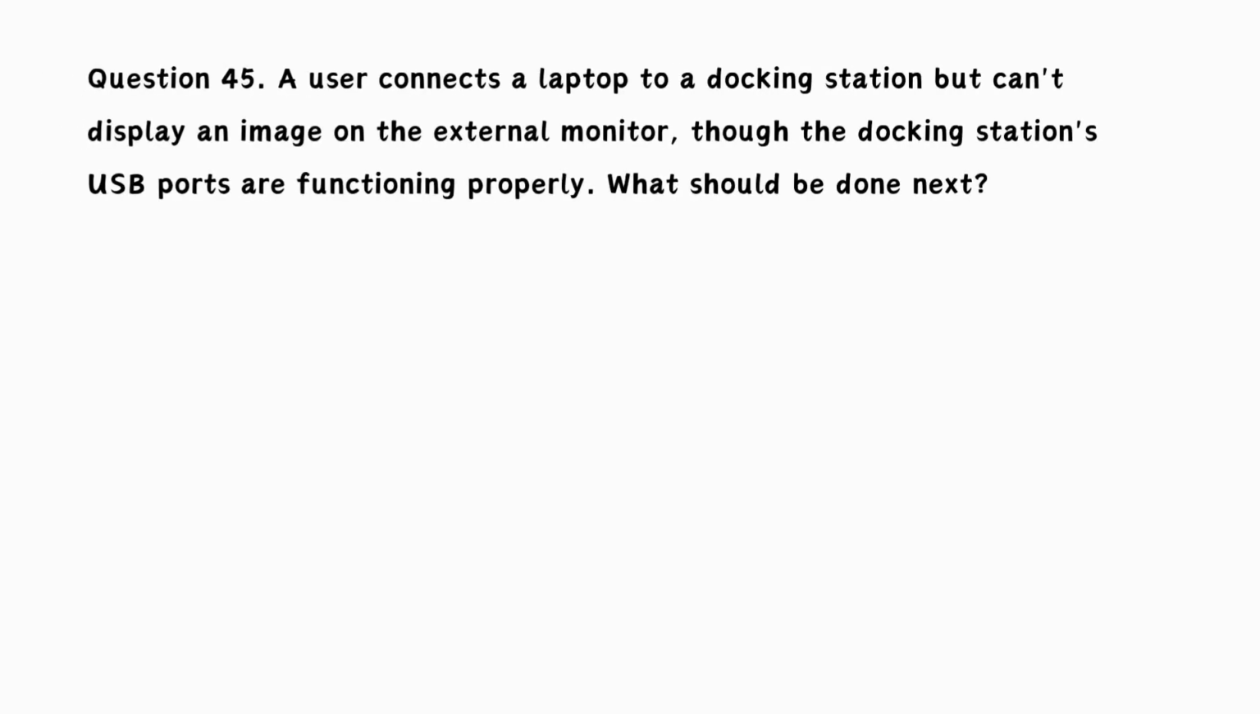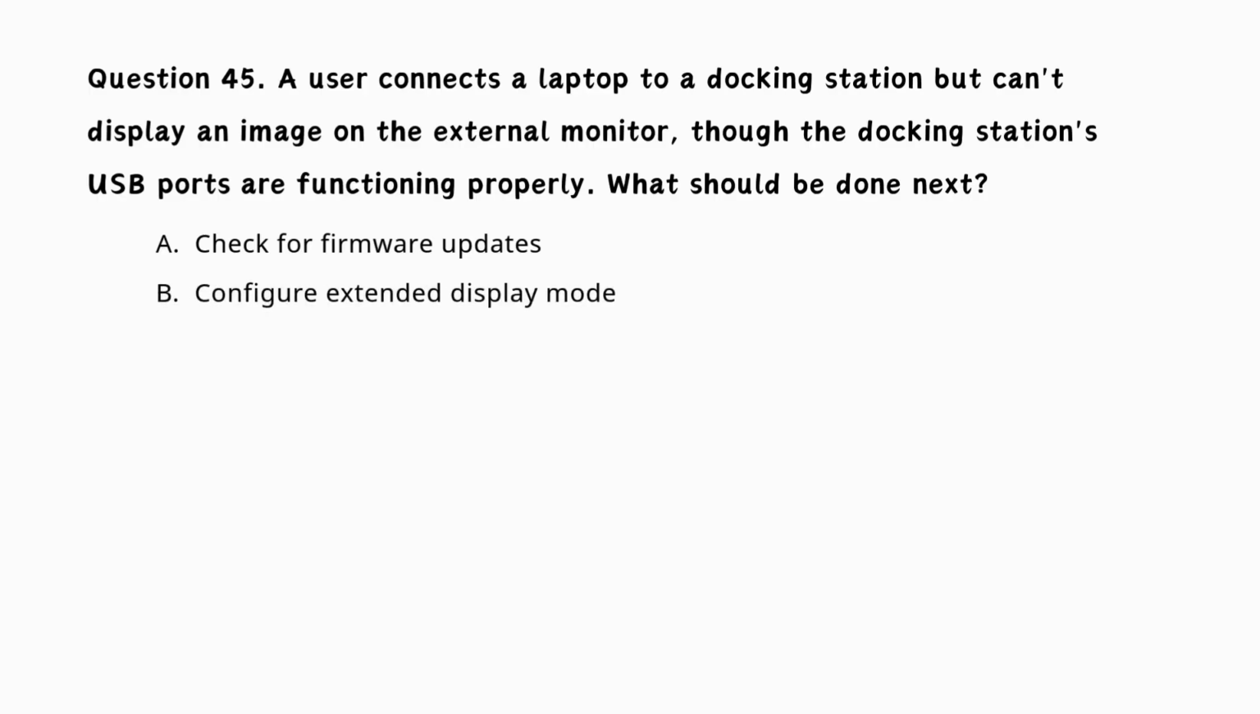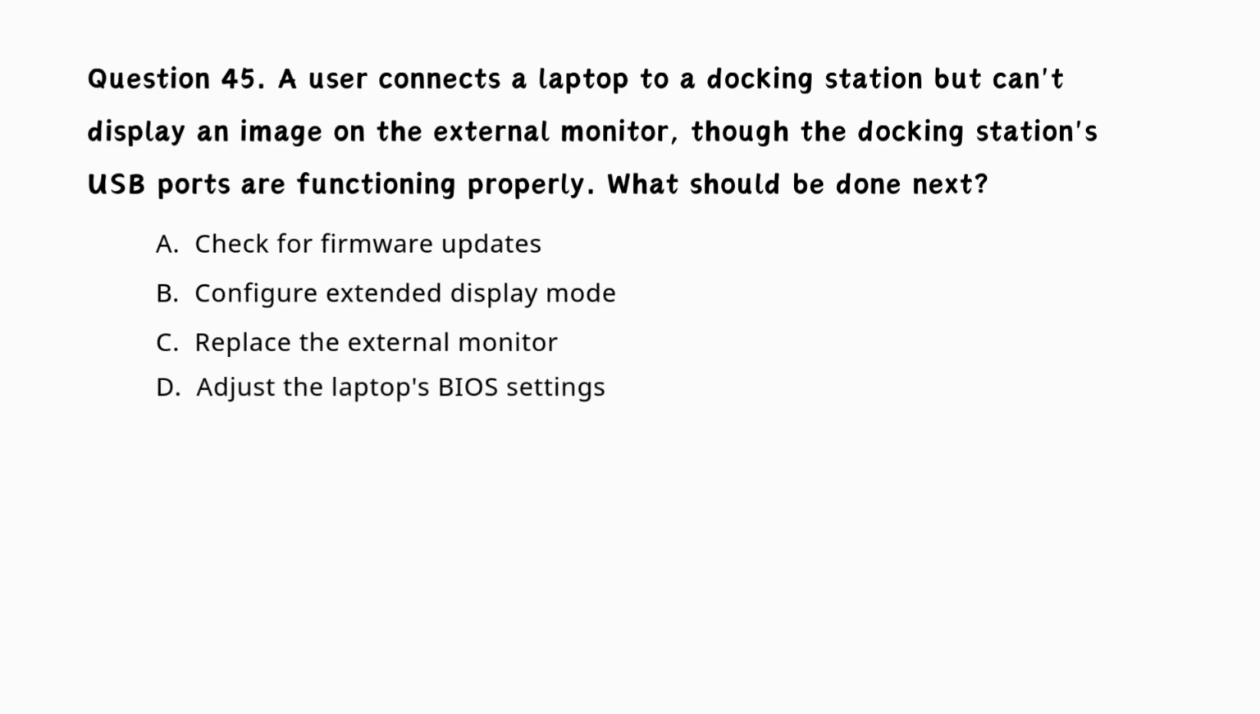Question 45. A user connects a laptop to a docking station but can't display an image on the external monitor, though the docking station's USB ports are functioning properly. What should be done next? A. Check for firmware updates. B. Configure extended display mode. C. Replace the external monitor. D. Adjust the laptop's BIOS settings.